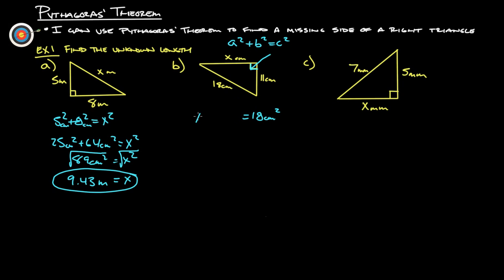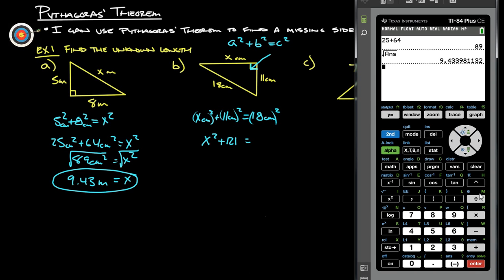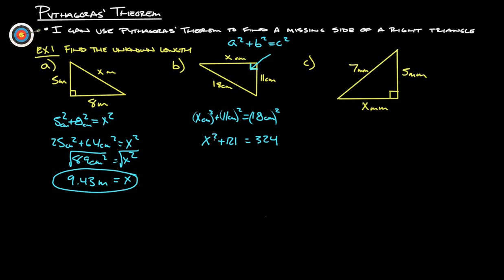But let's just do, say, x centimeters squared plus 11 centimeters squared is going to equal 18 centimeters squared, right? So I'm just going to leave the centimeters off here in the interest of time, to make our life a little bit easier. So we got x squared plus 121 equals 18 squared. Let's see, 18 squared is 324. Right? So we got to get x squared by itself, so we have to subtract 121 from both sides.